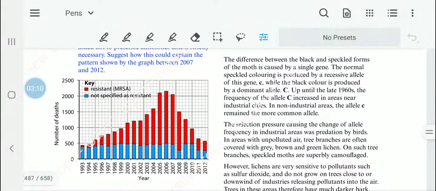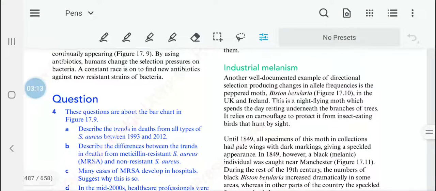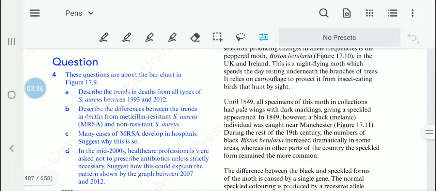So these moths were there on these barks. They hide under the branches of trees to survive from the insect-hunting birds. In the UK and Ireland, these moths were present, but during the first half of the 18th century, until 1849, all of these moths had pale wings with dark markings. So they had a speckled appearance.